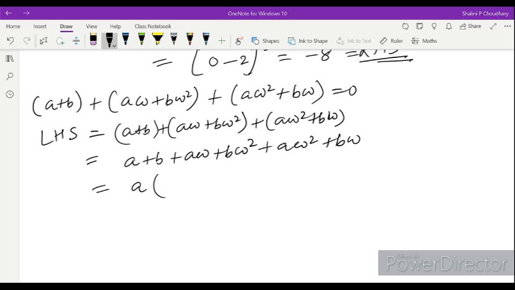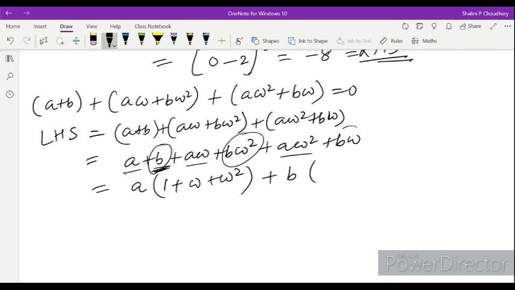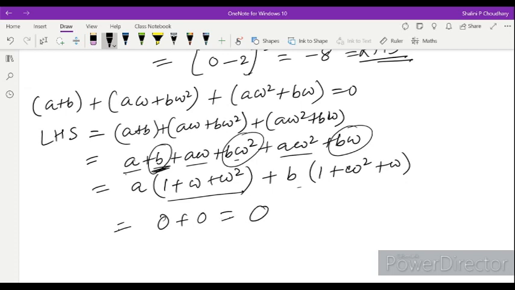So all the terms with A, we'll take this one and this one. So we'll take A common, so we'll get 1, here we'll get omega and here we'll get omega square. Similarly, now we'll take B common. So all the terms with B, this one and this one. So when we take B common, we'll get 1 plus omega square plus omega. And as we know that this value is equal to 0, so A into 0 will be equal to 0 and plus B into 0 will be equal to 0. So what value are we getting? 0, and that is equal to RHS, hence proved.